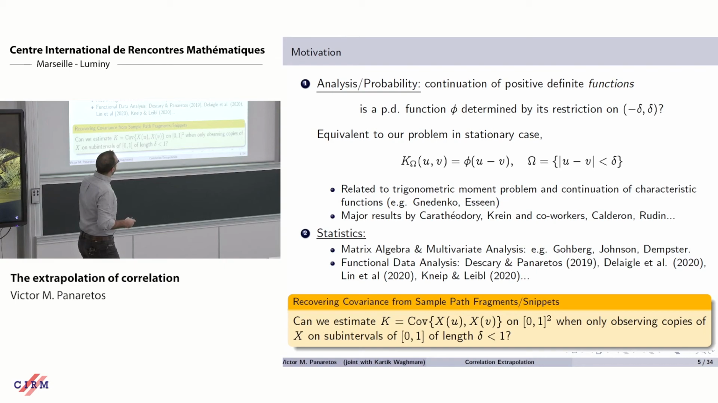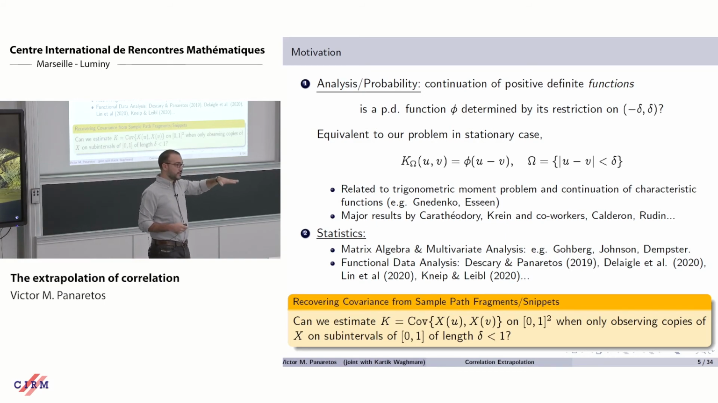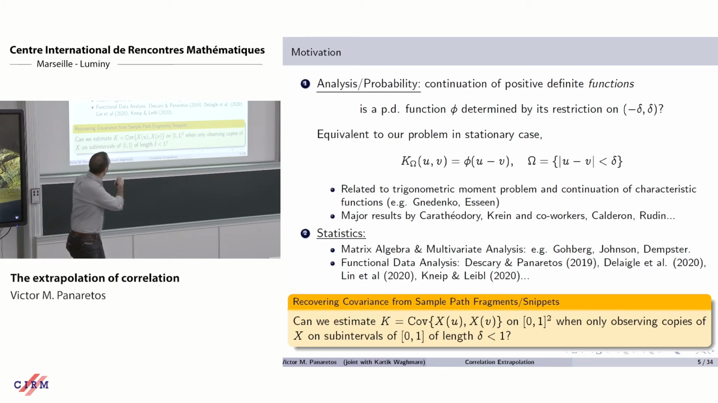But what special cases have been considered? For example, in analysis and probability, a classical question is the continuation of a positive definite function. A positive definite function is a special case of the problem that I just described, when the partial covariance is actually given by a function of the difference of the two arguments. Otherwise said, if you restrict to a stationary partial covariance, you recover the question of completion of positive definite functions.